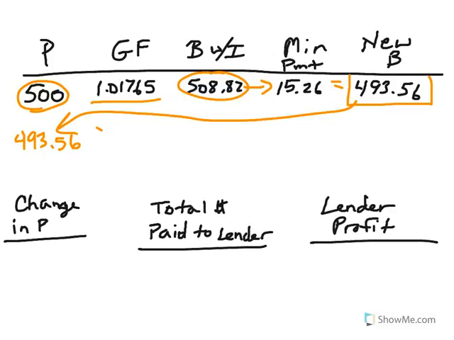And then I'm going to run through the same process, the same growth factor. I multiply, I get a new balance with interest, and I get a different minimum payment, because the minimum payment is 3% of whatever I owe them. So it's going to be slightly different each month. Then I can continue it on and on and on.